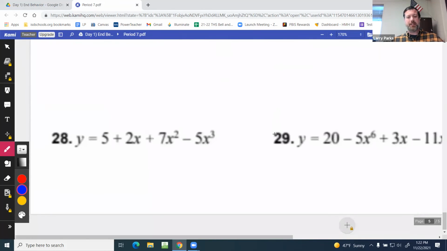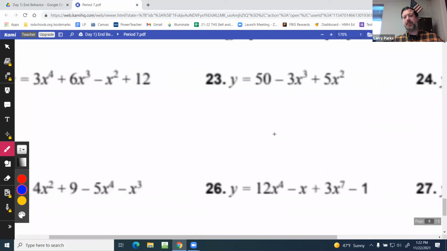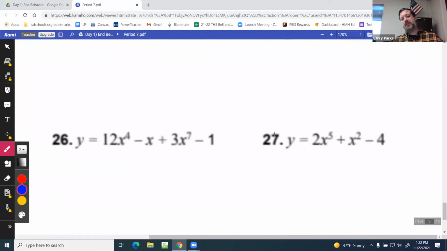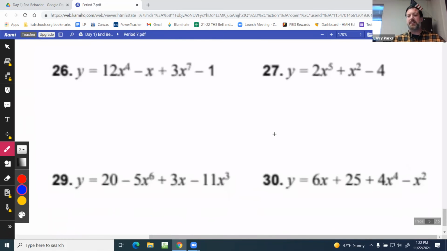And then here, I'll do one of these for you. And I know it's kind of blurry, I'm sorry. But it says state the end behavior. So let's do 26. When I look at this, I know it's tempting to go look at this number, but 4 is not the highest exponent, 7 is.